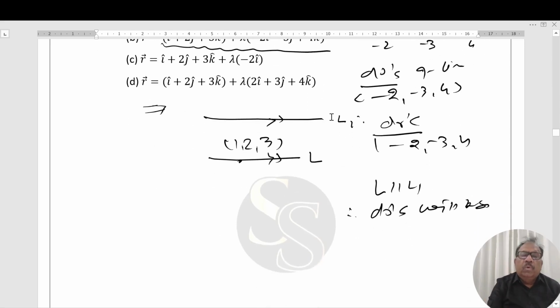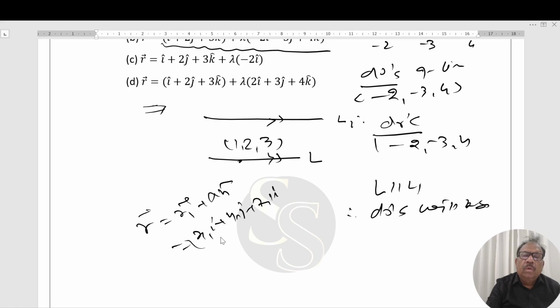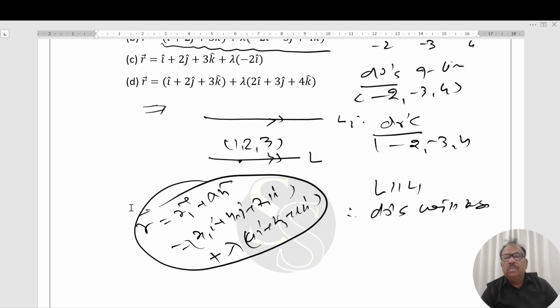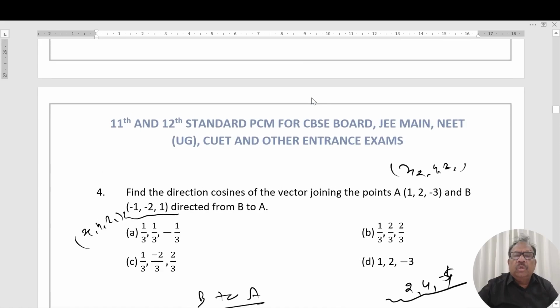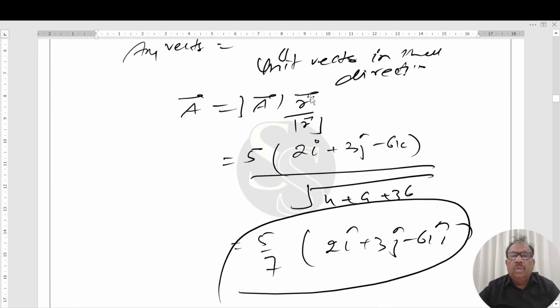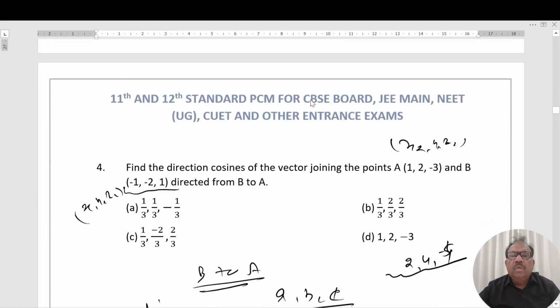Right? Because the answer is r equal to r1 plus lambda b, that is the passing point x1 i plus y1 j plus z1 k plus lambda (a i plus b j plus c k). Just simplify it and put the answer. This is the concept applicable. All the questions are very, very important for the CBSE board and state board.